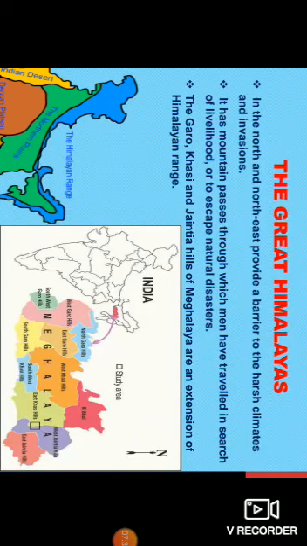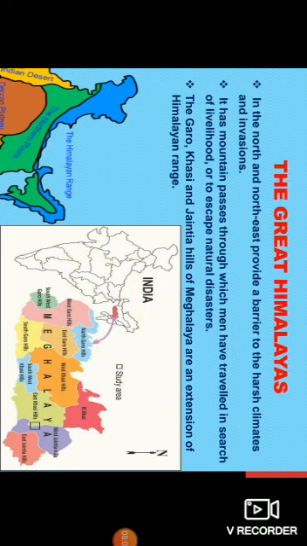First topic is the Great Himalayas. In this part you can see the north and northeast. They act as a barrier to the harsh climate and invasions. Means from the neighboring country, whatever cold winds are coming, it acts as a barrier. It has mountain passes through which men have travelled. Why have men travelled? They travel to other countries in search of food, in search of their livelihood, or to escape from natural disasters. Here, the extension of the Great Himalayas is till Meghalaya.